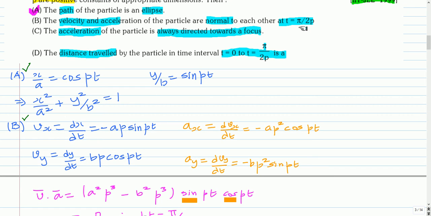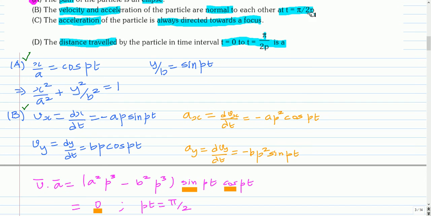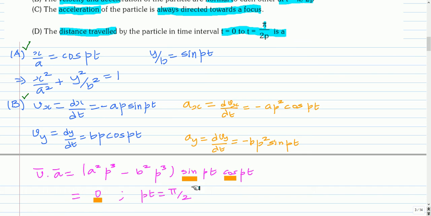And he has given the time instant t as pi by 2p. So that is pt is pi by 2. If you put pt equal to pi by 2, cos will become 0. So v dot a is 0 at this time instant. So option B is also true.